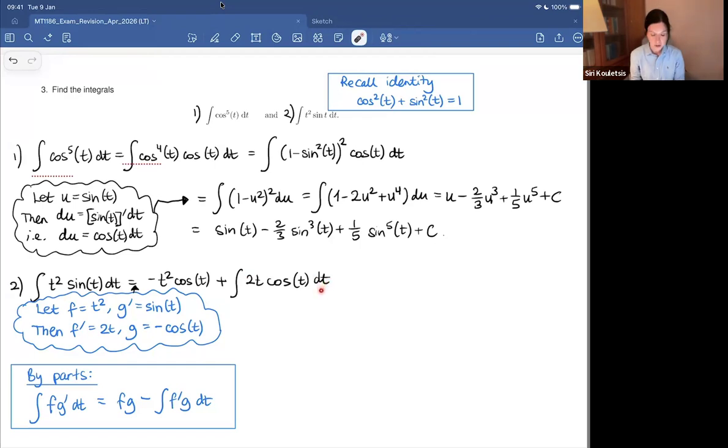We have yet another product, 2t times cosine t. But now we see that if again we let the cosine function be g prime, 2t is going to be f, so that we differentiate that 2t, and now we're down to a constant. And now by applying integration by parts one more time, you're going to have the final answer. So just take a moment to do that part yourselves.